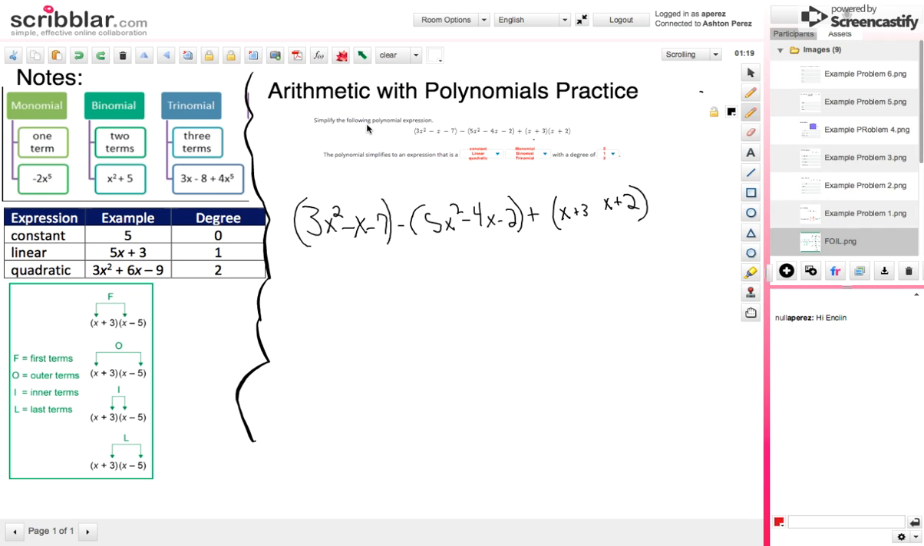Okay, so let's look at this practice problem. It says simplify the following polynomial expression. And then the next part of it is the polynomial simplifies to an expression that is constant, linear, or quadratic, monomial, binomial, trinomial, with a degree of 0, 1, or 2. So again, you're going to need to know all these things. I rewrote it down here.